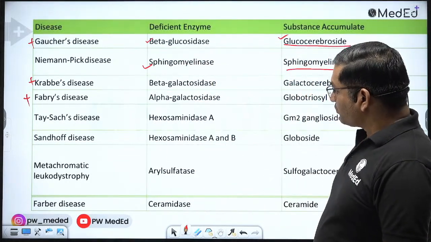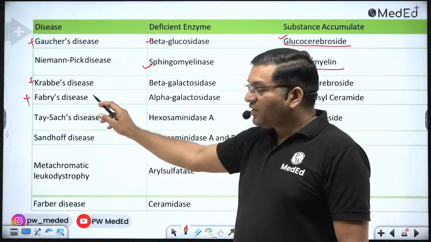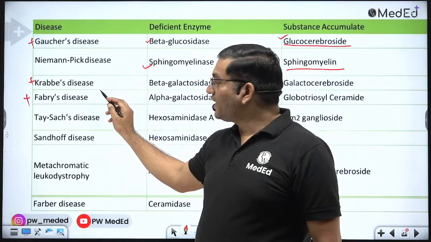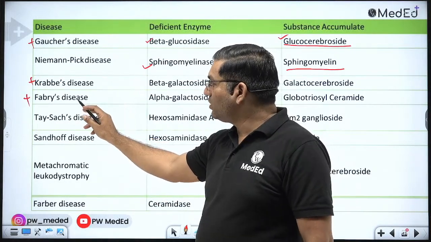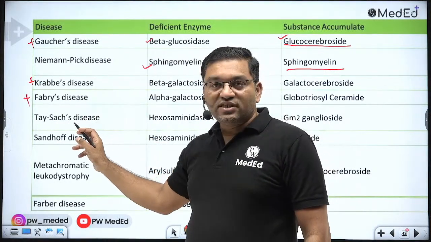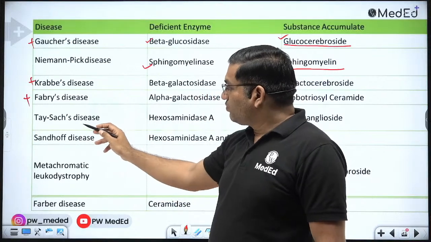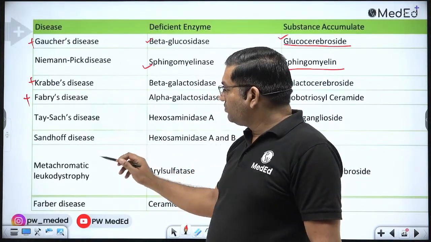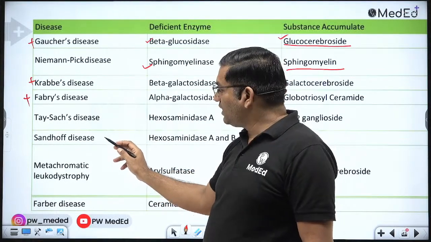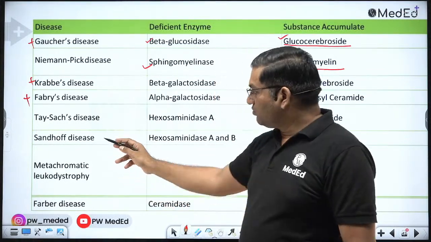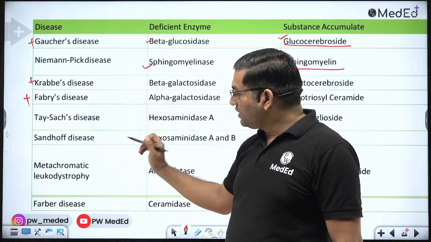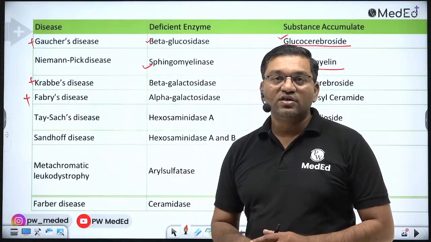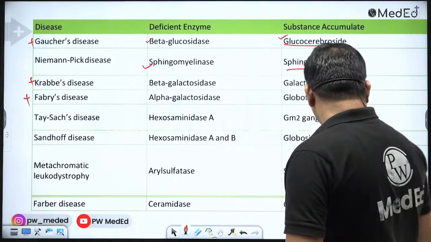Now, in Fabry's disease, there are telangiectatic skin lesions known as angiokeratomas, and it is an X-linked disorder. In Tay-Sachs disease, there is progressive neurological involvement and no organomegaly. In Sandhoff disease, there is organomegaly along with intellectual disability. So these are the points to remember; these are the important lysosomal storage disorders.